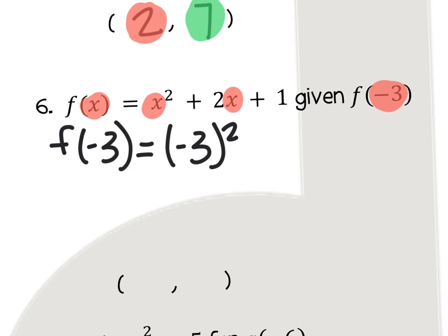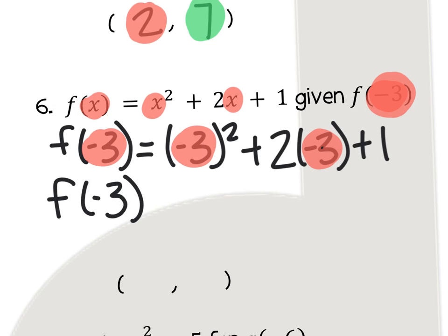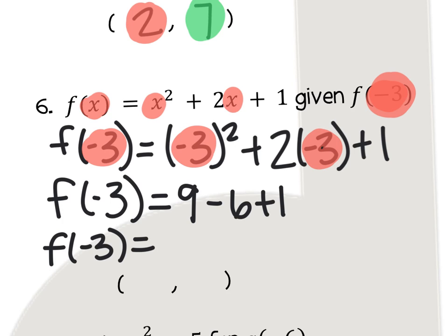Again, anytime you take out a letter and you put in a number, you're going to put that number in parentheses. So notice I put all of my negative 3's in parentheses here. These negative 3's, remember, came from this negative 3 that was in parentheses. Then we get to do some math on the right side. So f of negative 3 equals, negative 3 squared is 9. 2 times negative 3 is negative 6 plus 1. You can also just put all that in the calculator if you wanted to. So I get f of negative 3 equals 9 minus 6 is 3 plus 1 is 4.